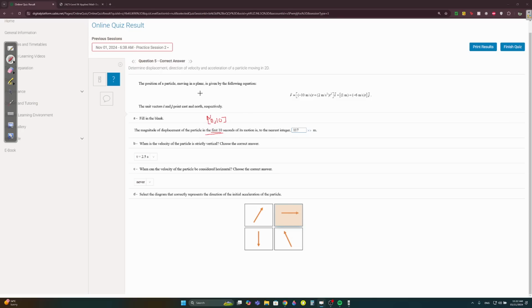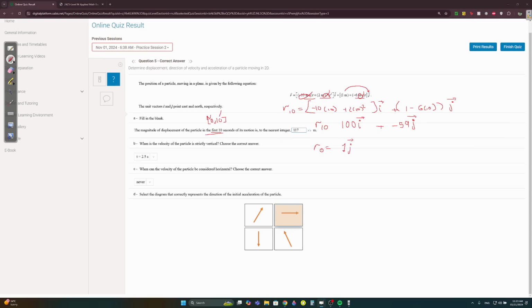Now let's solve. R10 you take minus 10 times the time 10 plus 2 times 10 squared i, and then plus 1 minus 6 times 10 j. Minus 10 times 10 is minus 100. Minus 100, 2 times 10 squared is 200. Minus 100 plus 200 is 100i. Plus 1 minus 60 is minus 59j. This is R10. R0, you're going to get 0, 0, 0. So all you're left with is 1j.